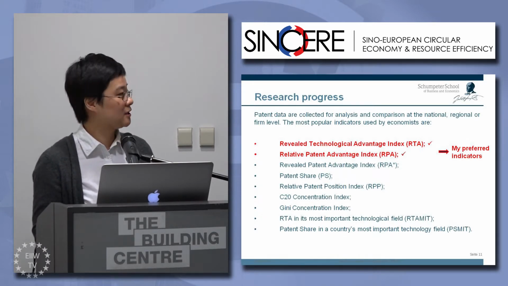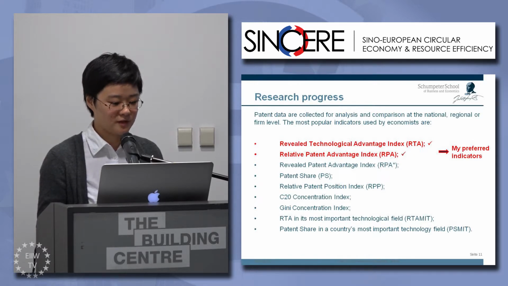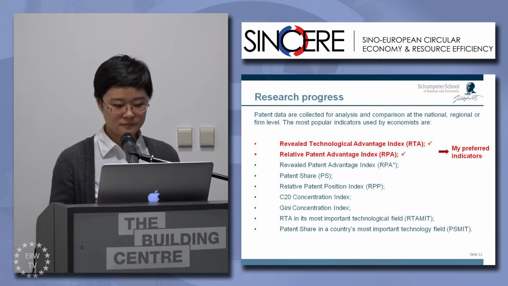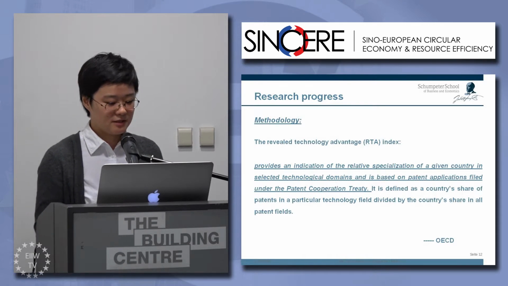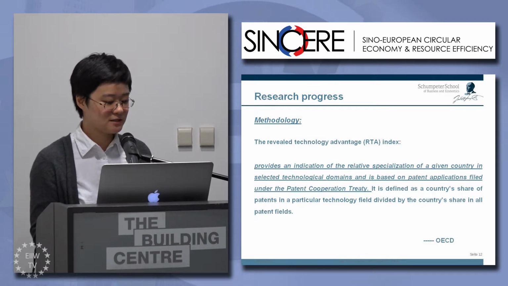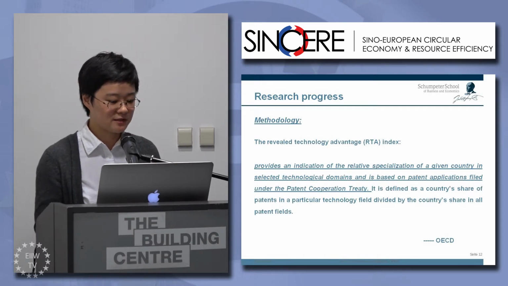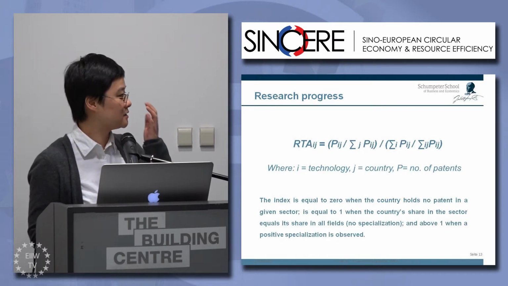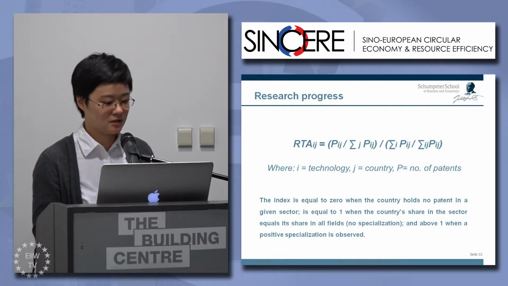But my preferred indicators are the first two: the Revealed Technological Advantage Index, the RTA, and the Relative Patent Advantage Index, RPA. The OECD defined the Revealed Technology Advantage Index as an indication of the relative specialization of a given country in selected technological domains, based on patent applications filed under the Patent Cooperation Treaty. It's defined as a country's share of patents in a particular technology field divided by the country's share in all patent fields. So basically, this is how we can express this concept in a mathematical way.